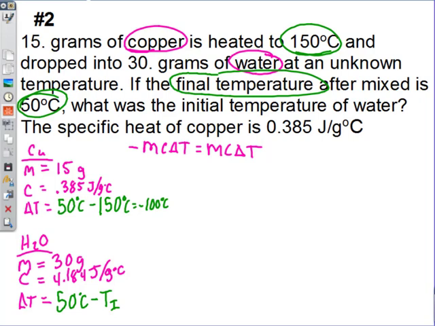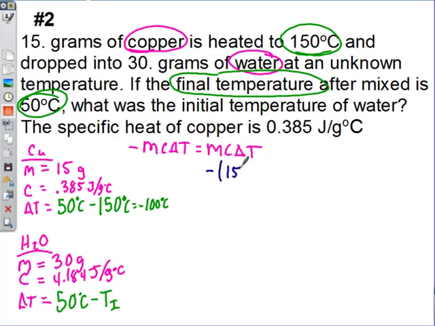So let's do that. I need to know which side is going to be negative. It says the final temperature was 50 degrees and copper was at 150 degrees. That's what it started at. So that means that water has to be below 50 degrees. Since copper has such a high temperature, higher than the final temperature, it's going to go first. It's going to be on the negative side, so let me write it on the negative side.